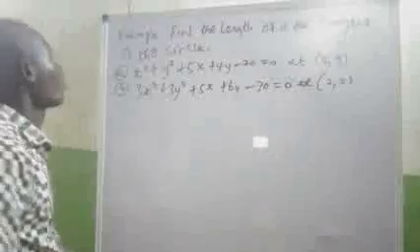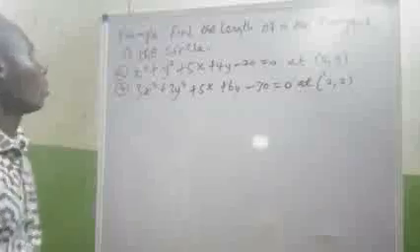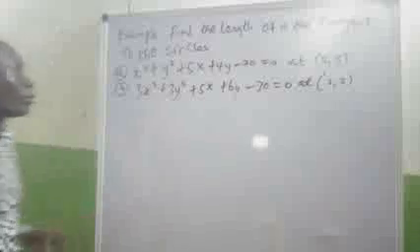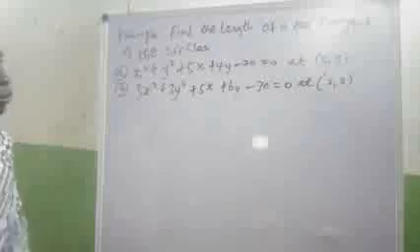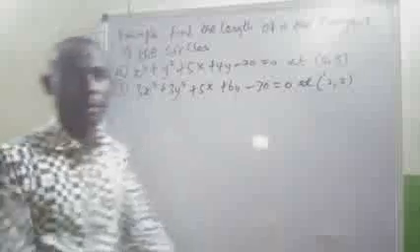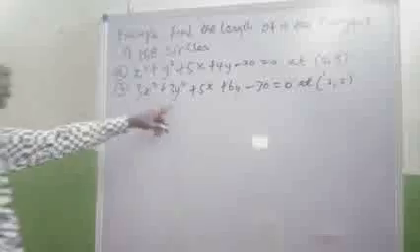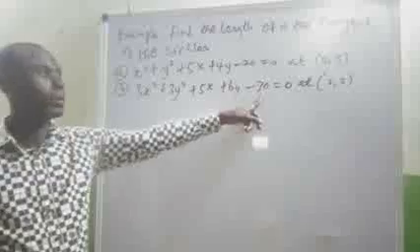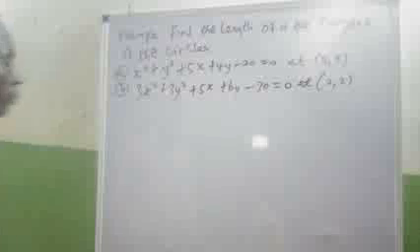So now find the length of the tangent of the circles. We have two circles here. The first circle is x squared plus y squared plus 5x plus 5y minus 20 is equals to 0 at 2, 3. That's the first circle. The second circle is 3x squared plus 3y squared plus 5x plus 6y minus 30 is equals to 0 at 2, 2.